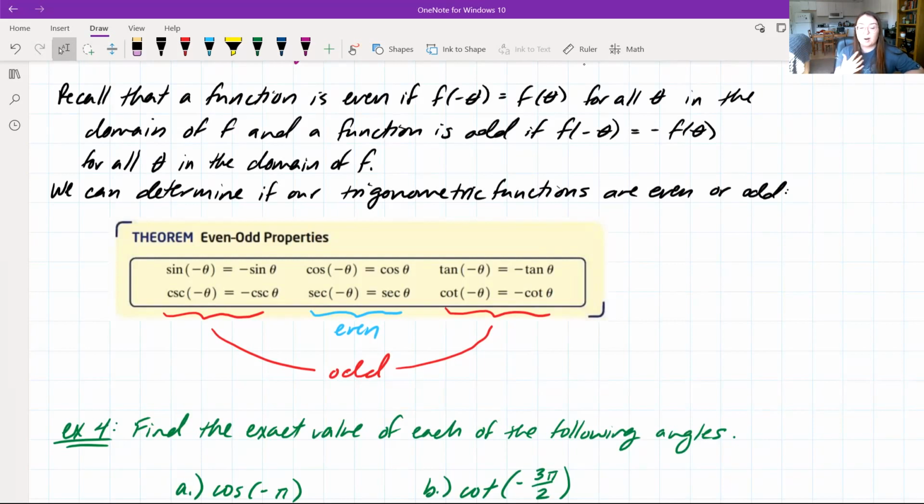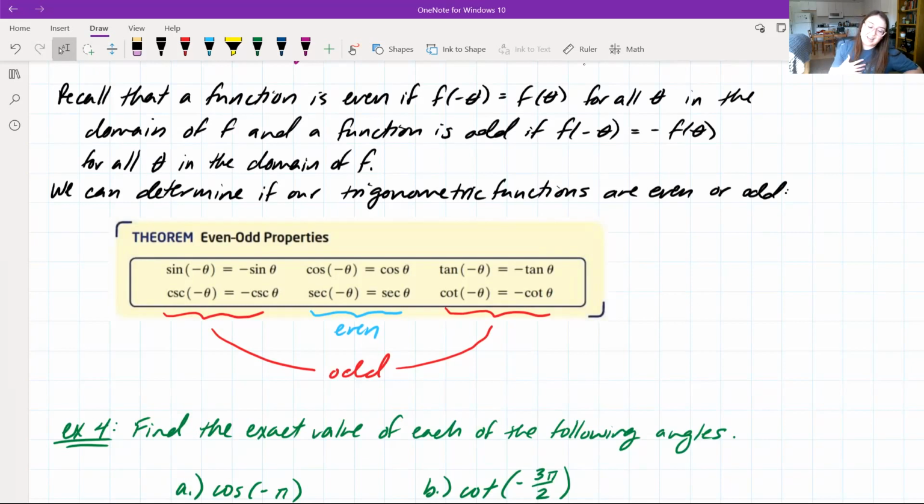So for our even odd properties of our trigonometric functions, we see that sine, cosecant, tangent, and cotangent are all going to be odd, which means that sine of negative theta is equal to negative sine of theta. Cosecant of negative theta is equal to negative cosecant of theta. I meant cosecant if I accidentally just said cosine. Tangent of negative theta is equal to negative tangent of theta. Cotangent of negative theta is equal to negative cotangent of theta.